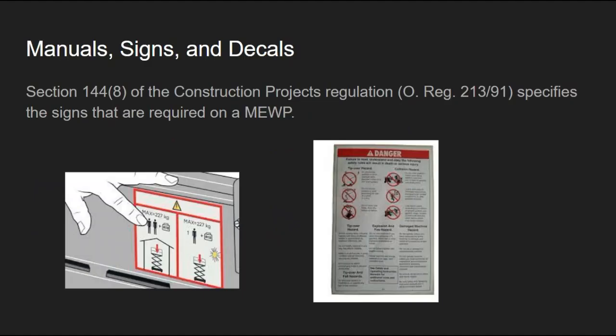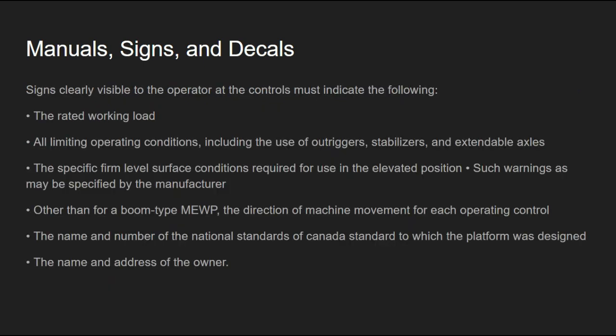In section 144 of the construction regulations, there's a list of the specifications and signs that are required on a MEWP. Signs clearly visible to the operator at the controls must indicate the following: the rated working load, all limiting operating conditions, including the use of outriggers, stabilizers, and extendable axles, the specific firm level surface conditions required for use in the elevated position, such warnings as may be specified by the manufacturer.